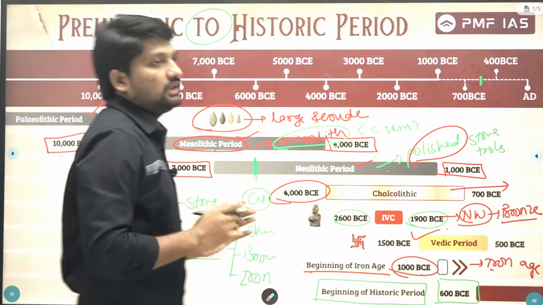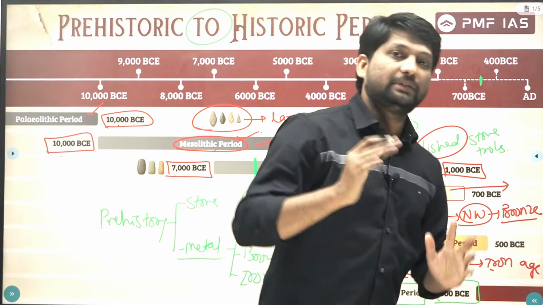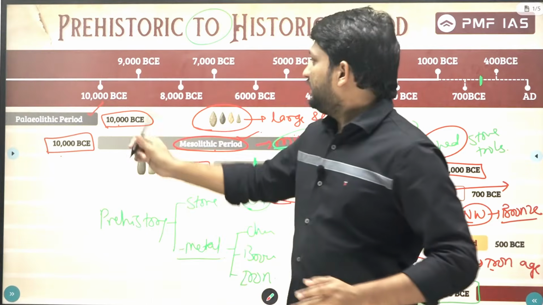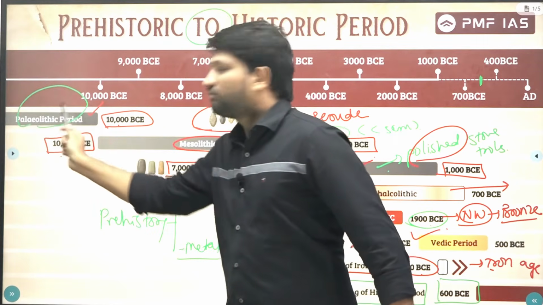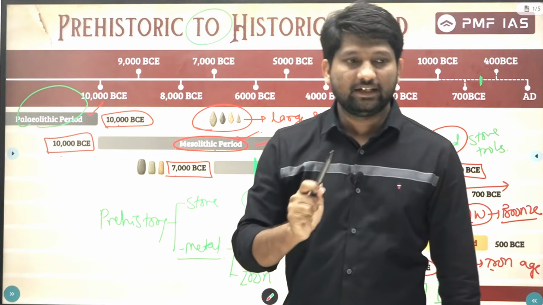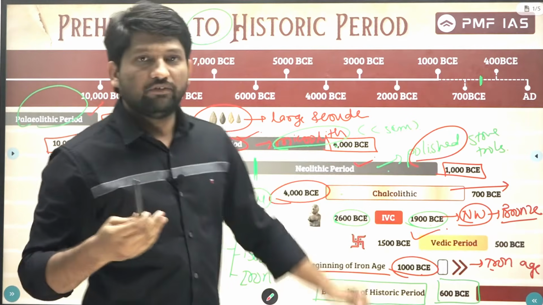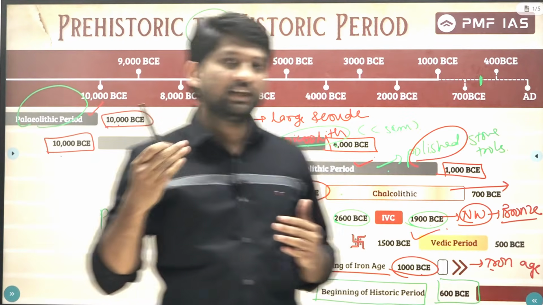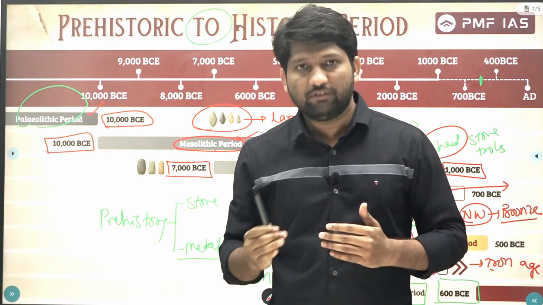This is a superficial view. Now we will consider some in-depth analysis. If you consider India, this Paleolithic period starts around 6 lakh BCE, meaning 6 lakh years ago. Why do we consider this start as 6 lakh years ago? Based on the archaeological evidences.